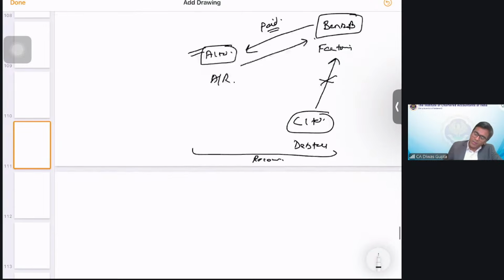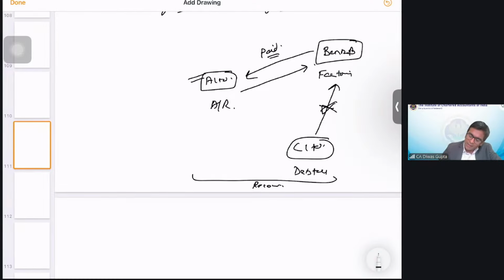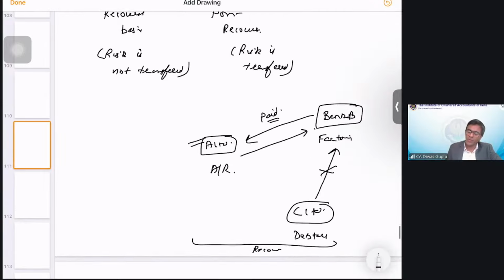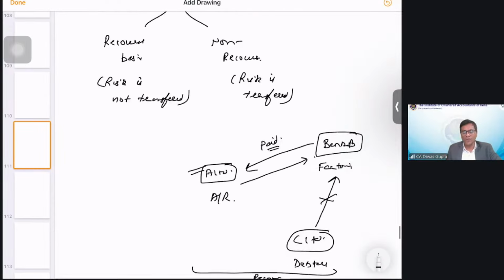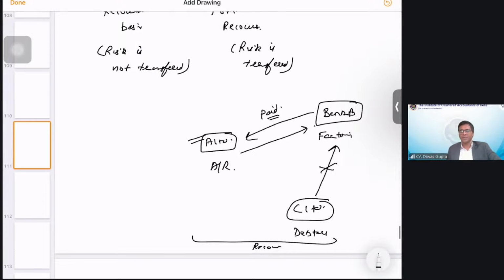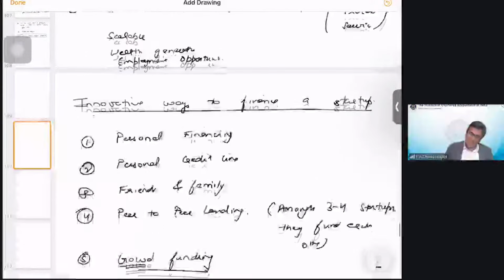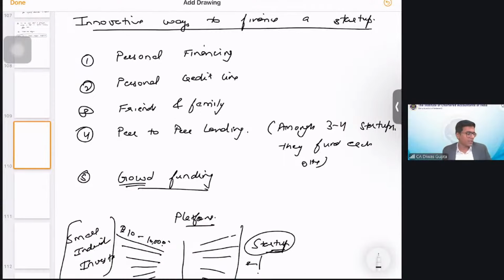And non-recourse, if it is not paid, then even this will not be asked by the bank. The bank cannot ask it legally. That is where we say that the risk is transferred in case of non-recourse from A Limited to bank B, the risk of collections. Perfect. So these are some of the innovative ways to finance a startup.